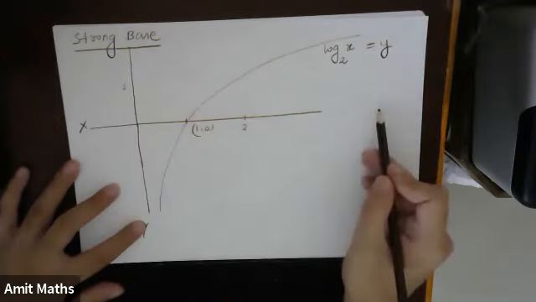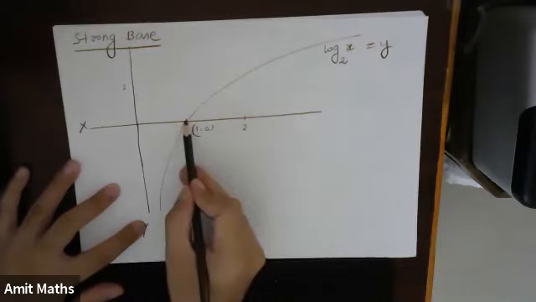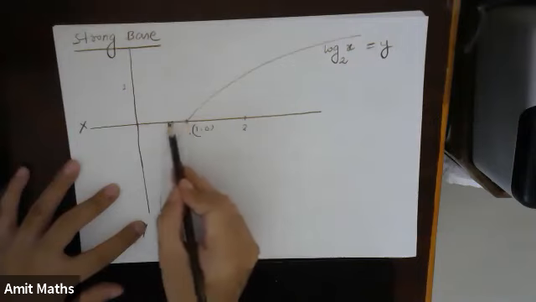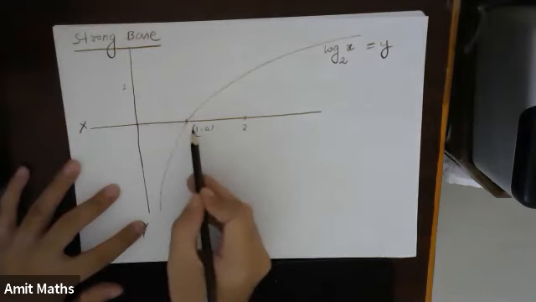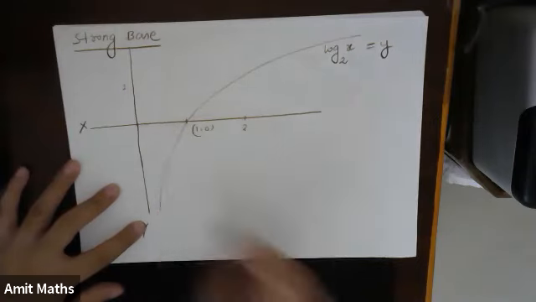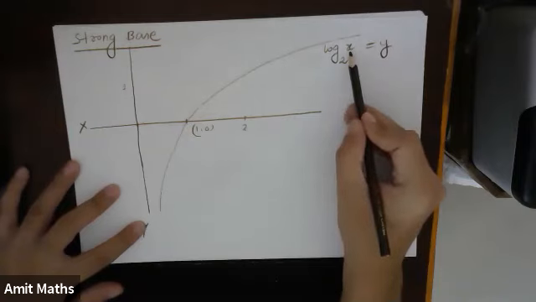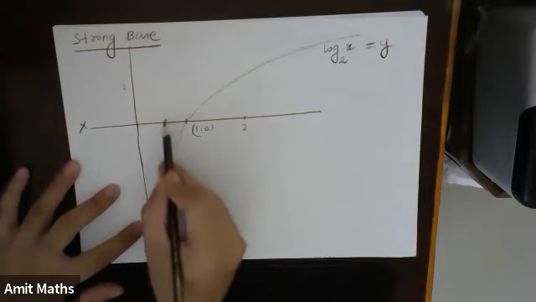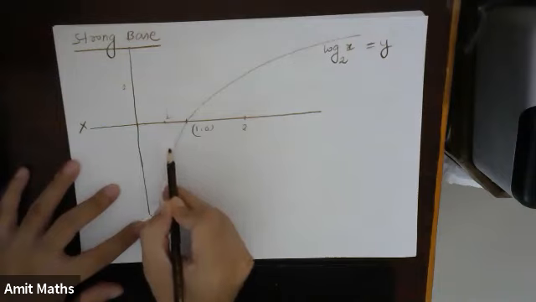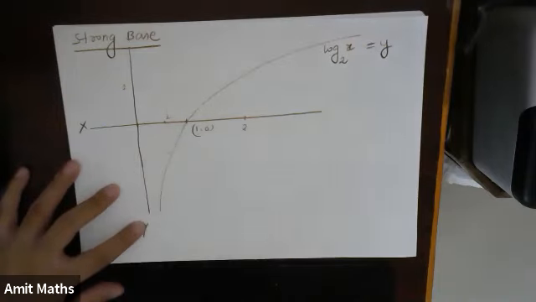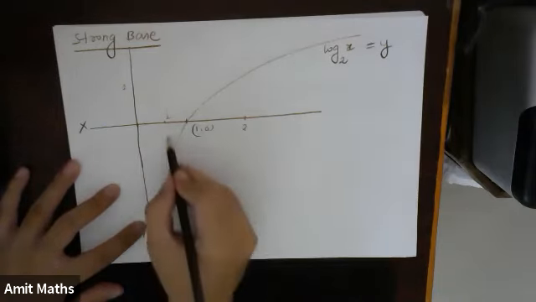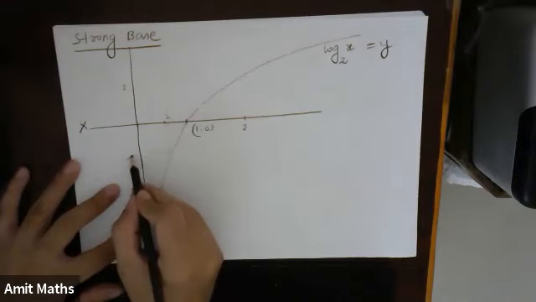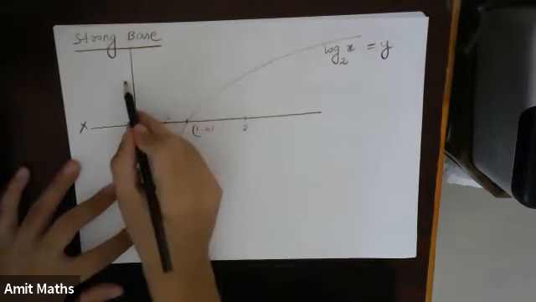Understood? And so on. Right? Now, if I move before 1 and after 0, suppose log of 1 by 2. So if I substitute here 1 by 2, y will become what? Minus 1. So this is minus 1. Understood? So for this it will be minus 1, and for log 2, this will be 1.